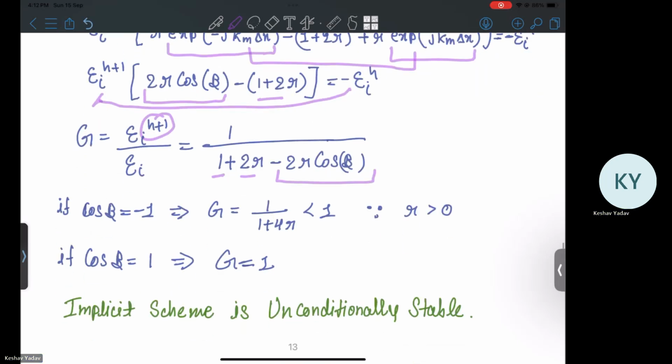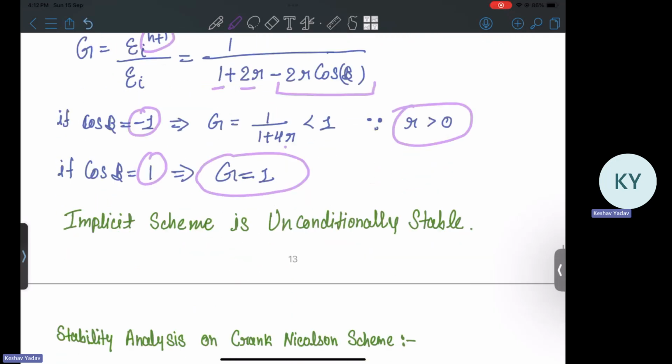Okay. So cos beta can change from -1 to 1. If we put -1, we have -2 times -2r, which will be plus 2r. So it will be 1 upon 1 plus 4r. Now this r is positive, so 1 upon 1 plus 4r will always be less than 1. Now if we take cos beta equal to positive 1, if we put 1 here, this 2r and -2r will get cancelled, and g will be equal to 1.